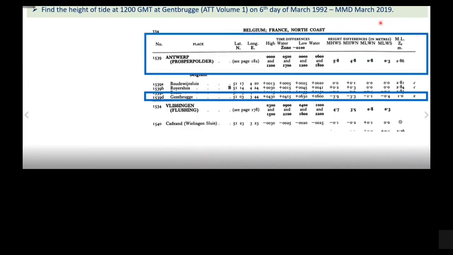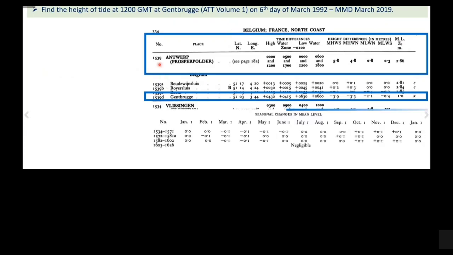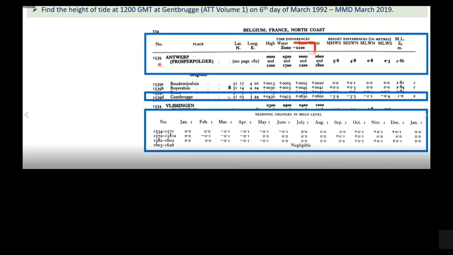Then we went into the part 2 of the tide table और part 2 से हमें इस port का डाटा मिल गया. We got the time differences and the height differences. इसकी standard port भी हमें मिल गई. Antwerp is the standard port and we got the seasonal corrections.